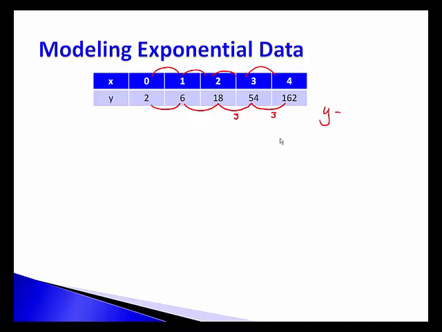And you could stop right now and write the equation for that. y is equal to, what is the y-intercept? You get it from right there. So it would be 2 times the factor that it increases by each time, 3, raised to the x power. But I want to show you another way to do this, just in case that bothers some of you.